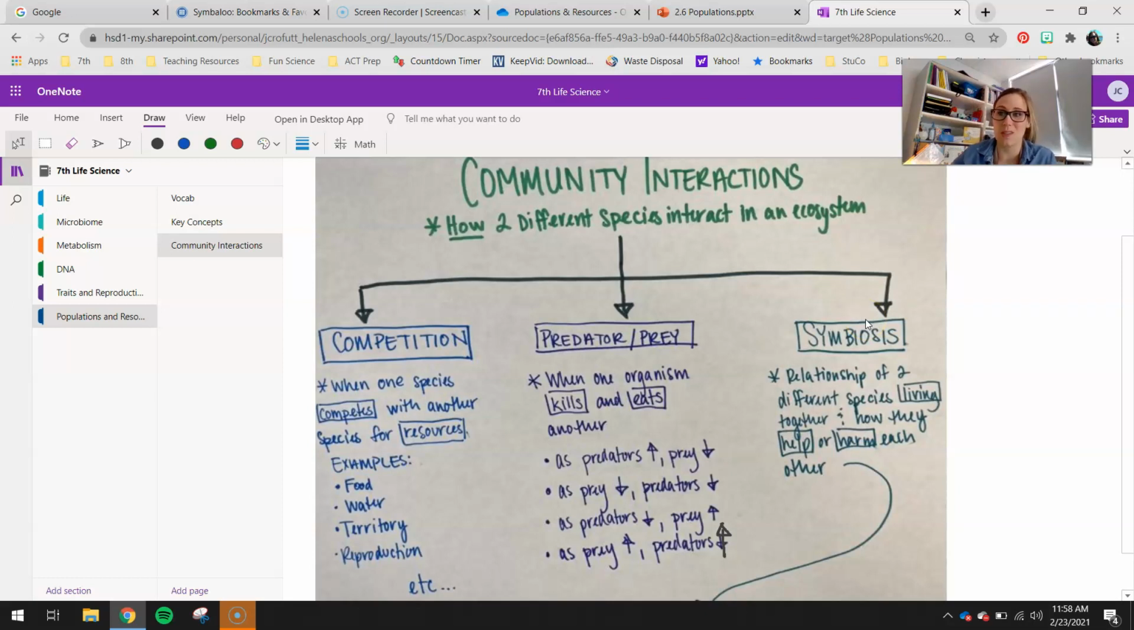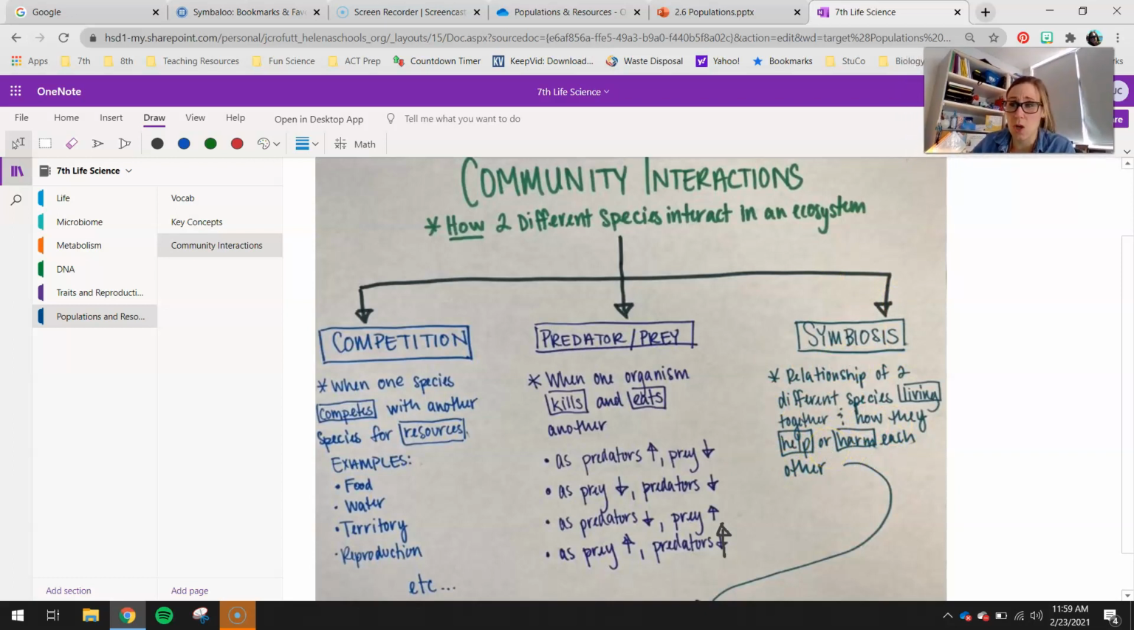We'll talk about those examples next week. But it's a relationship of 2 different species living together and how they either help or harm each other. So we're going to see a lot of instances where they help each other out as well. Okay, so that concludes your little blurb of notes for today.